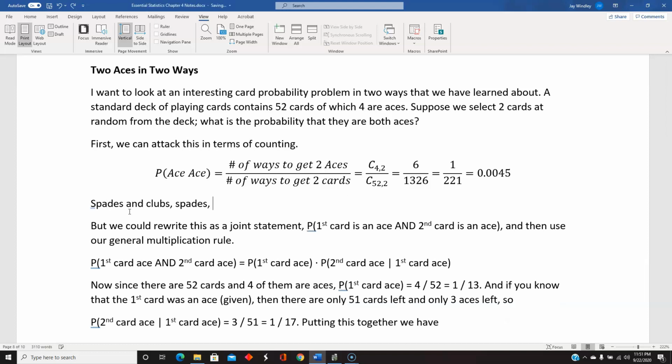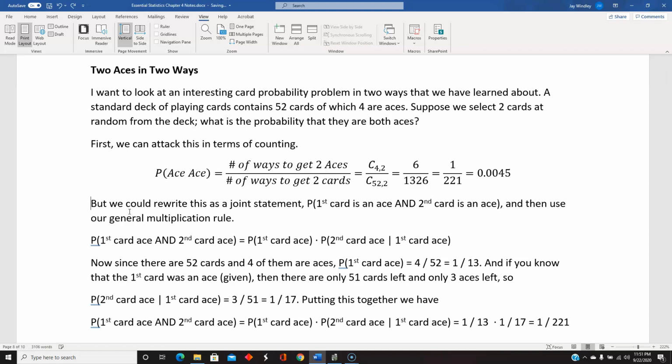So we divide those two. There's 6 ways that I can get 2 aces, and there's 1,326 ways I can get 2 cards. So the probability that the 2 cards I get are both aces is 1 out of 221, or about 4.5 out of 1,000. Now let's see if we can get that same probability a different way.